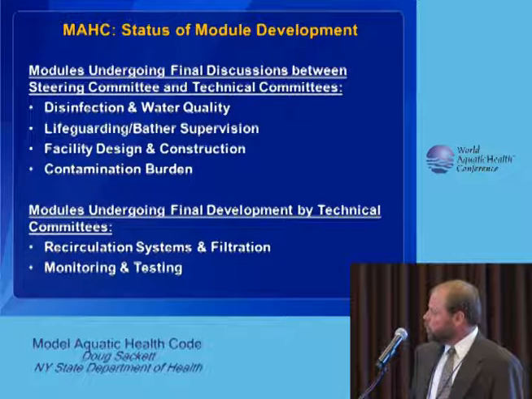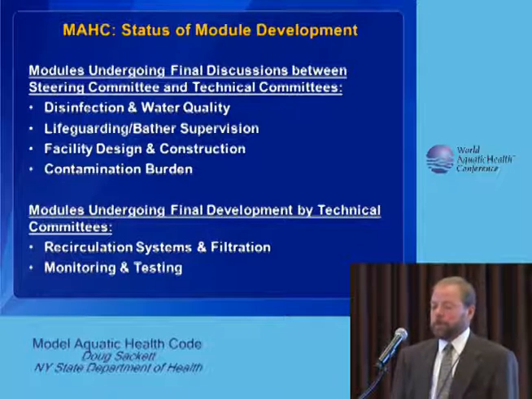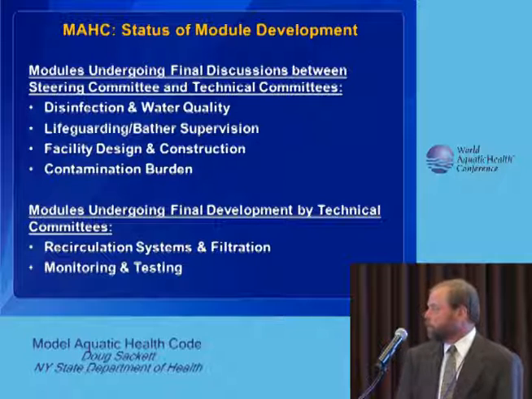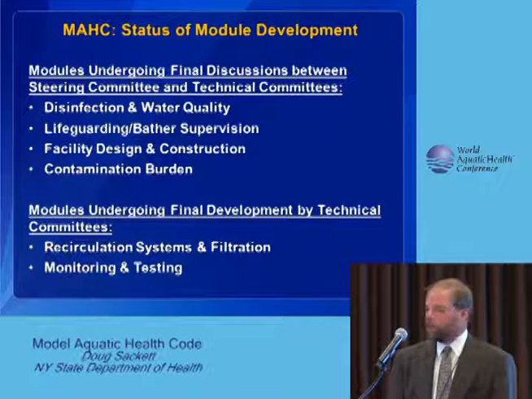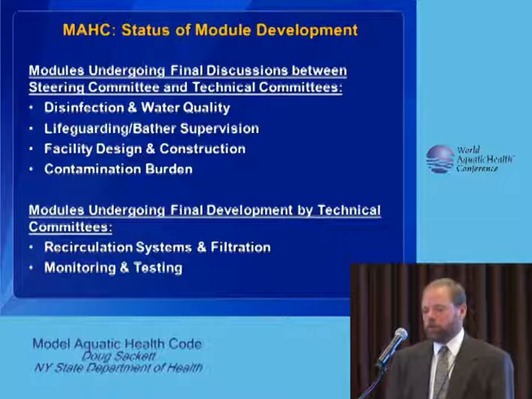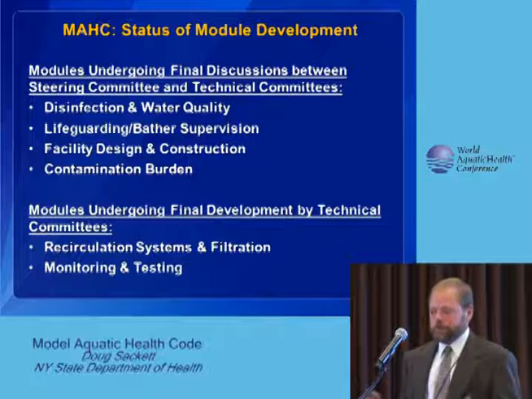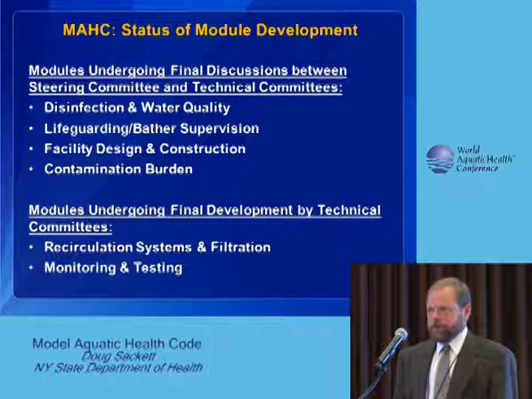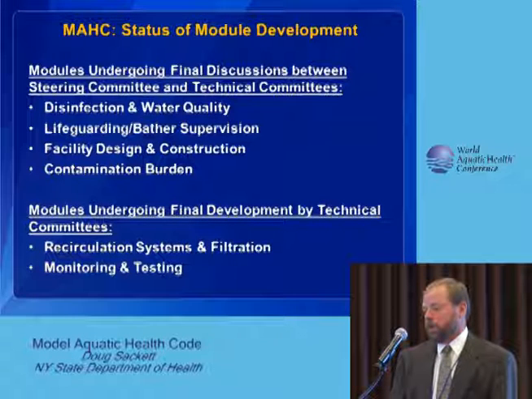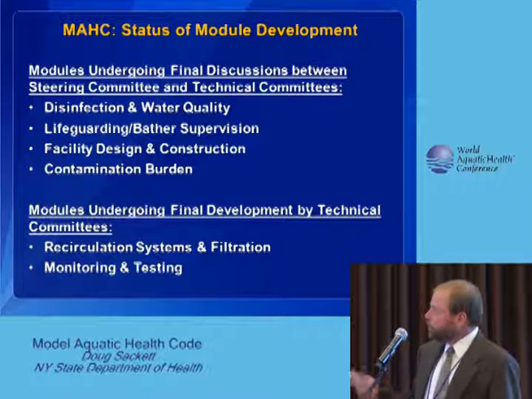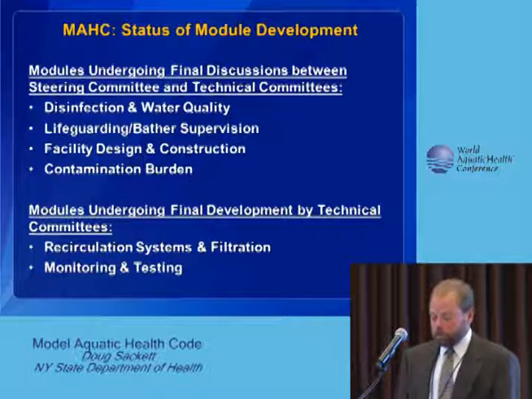And the last 2 modules that need a bit more work with the technical committees are the recirculation system and filtration, and the monitoring and testing modules. And those committees will be working. We're looking at some enhanced, expedited, not expedited in the sense of short-cutting due diligence on that, but trying to set up a process for those folks to meet and get through the information in a more efficient way. So that's the status of the 12 modules.